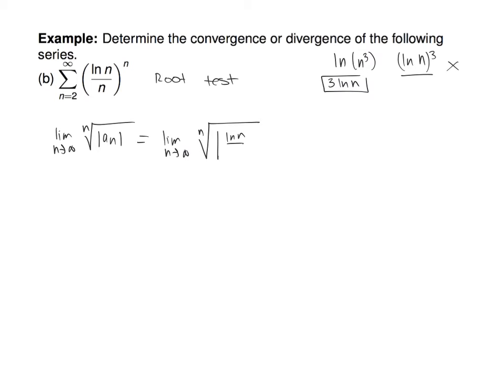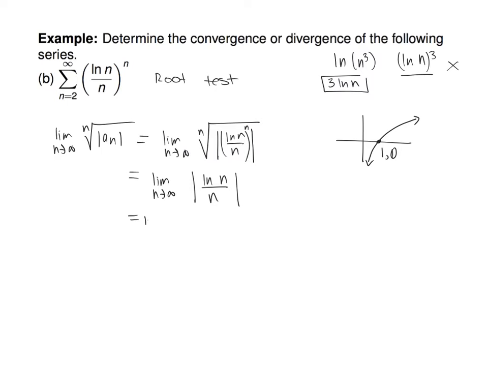Absolute value, ln n over n, all to the, whatever, it's all to the nth power somehow. Ln n over n. So at this stage, I don't really care if you drop the absolute value bars because the natural log function looks roughly like this. What's this point right there? It's x is 1, y is 0, right? And really your series went from 2 on, right? So anyway, who cares prior to that? So this is the limit as n goes to infinity of ln n over n.